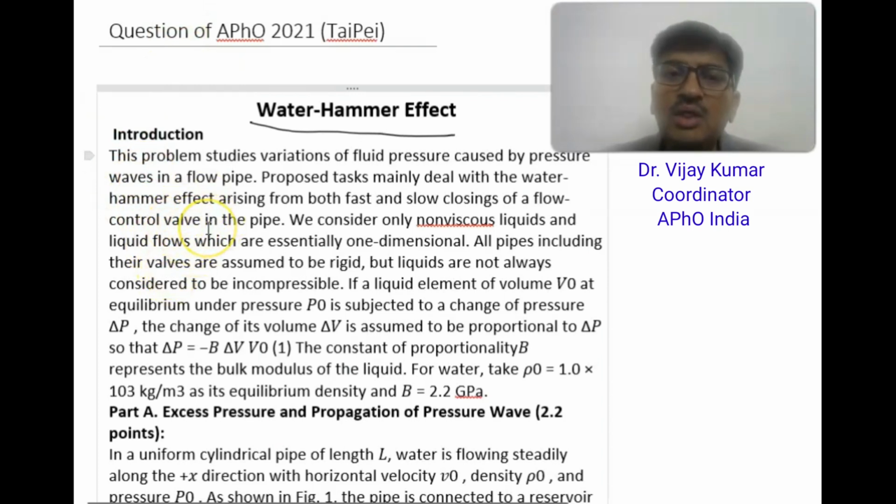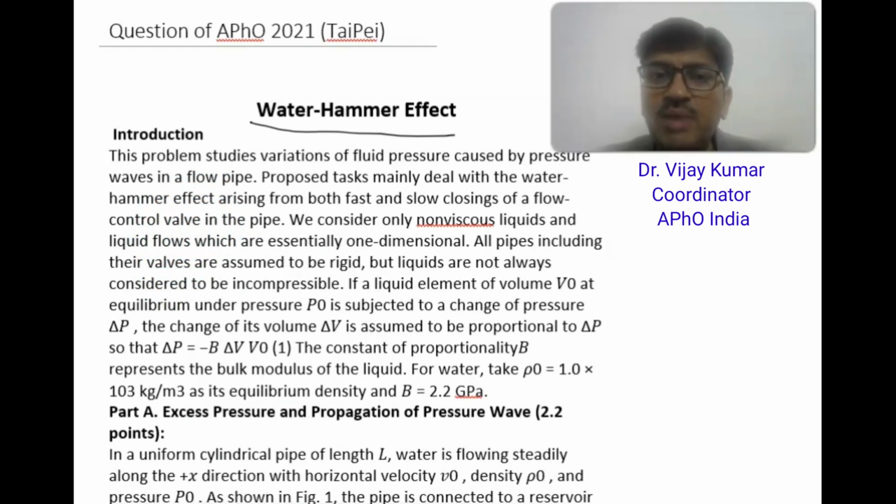The introduction is: this problem studies variation of fluid pressure caused by pressure waves in a flow pipe. Proposed tasks mainly deal with the water hammer effect arising from both fast and slow closings of a flow control valve in the pipe. We consider only non-viscous liquids and liquid flow which are essentially one-dimensional. All pipes, including their walls, are assumed to be rigid, but liquids are not always considered to be incompressible.